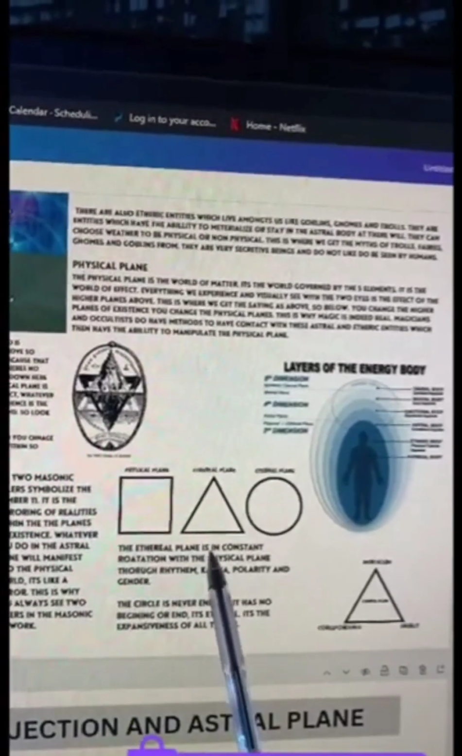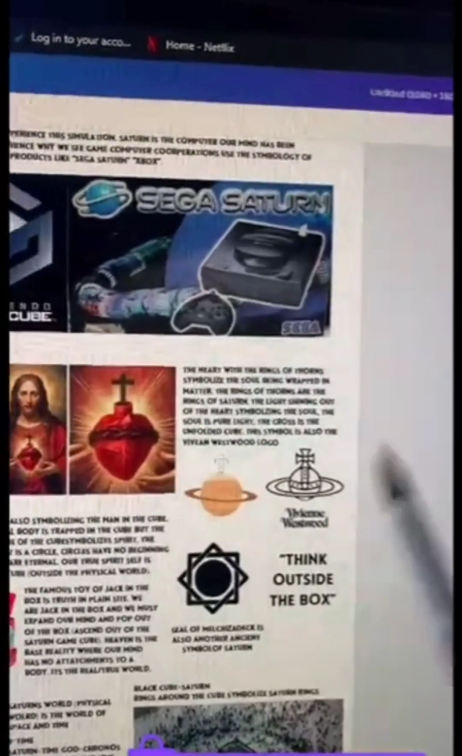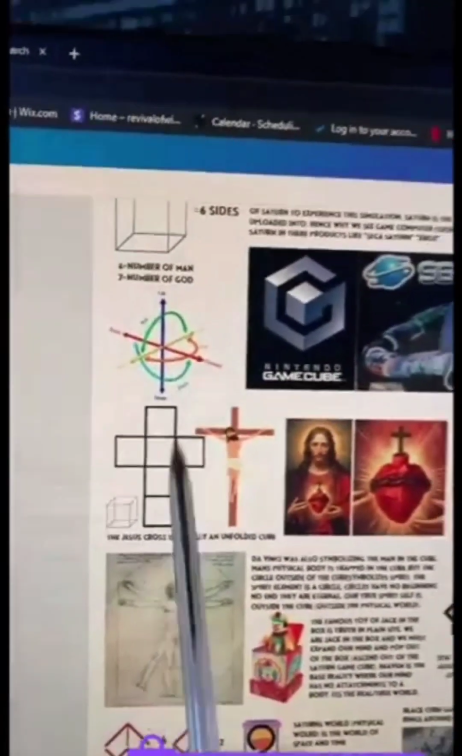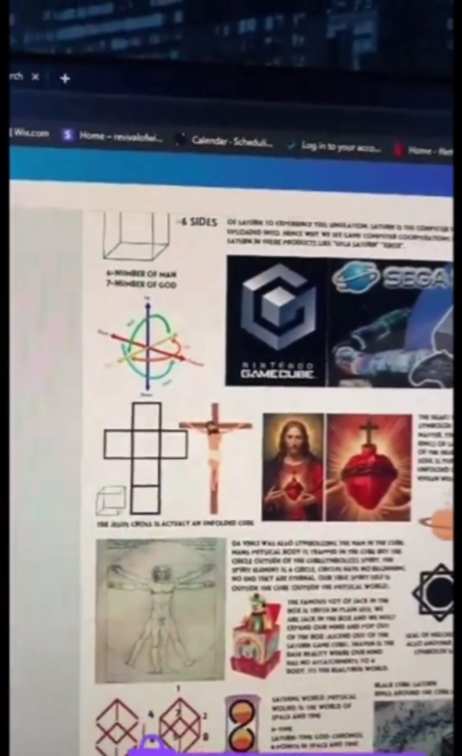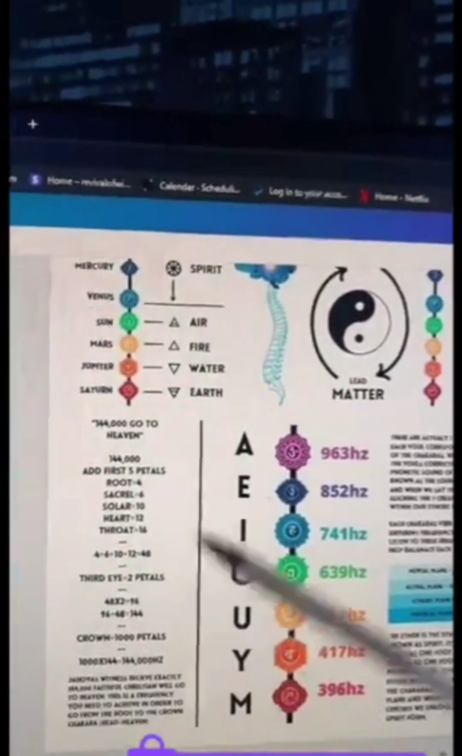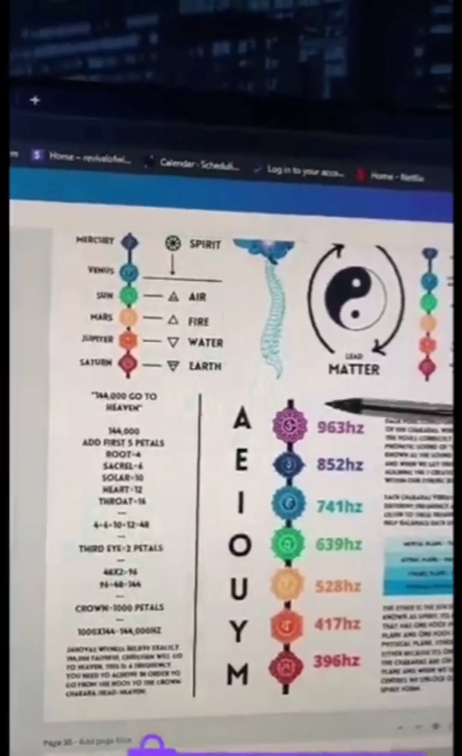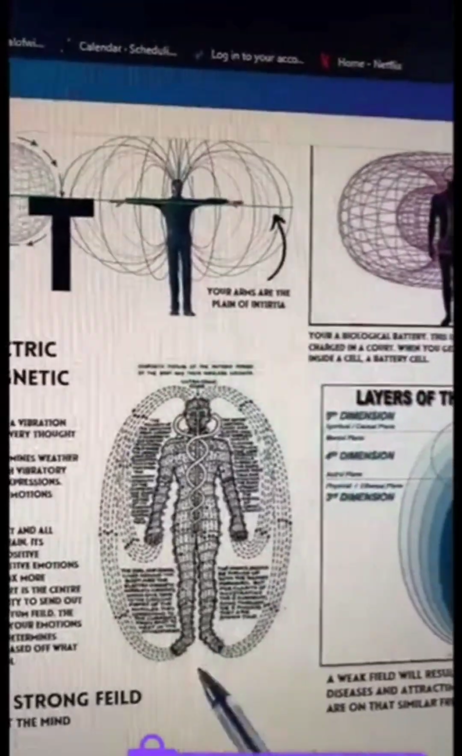The square symbolizes the physical plane, the triangle is the etheric plane, and the circle is the eternal plane. You need to think outside the box. The box is the cross unfolded, the cube, the physical world. The Christians believe 144,000 will go to heaven. This is actually a frequency you need to achieve to go from the root to the crown chakra, because your head is heaven and your heel is hell.